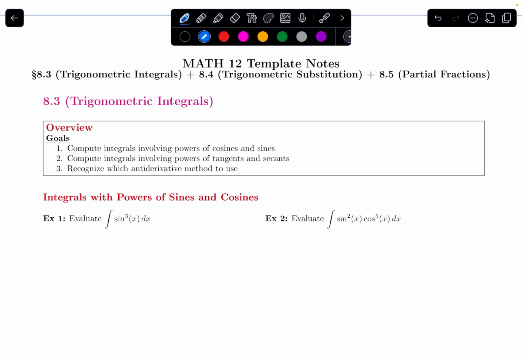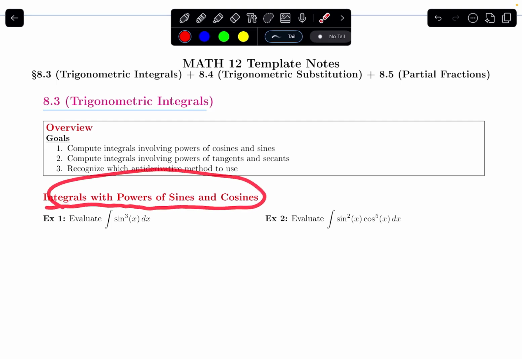In this video, we are starting section 8.3 on trigonometric integrals. So our goals are to compute integrals that involve powers of cosines and sines, integrals that involve powers of tangents and secants, and overall to recognize which antiderivative method we use. In this video, we will focus on doing integrals that involve powers of sines and cosines. So let's get right into an example.